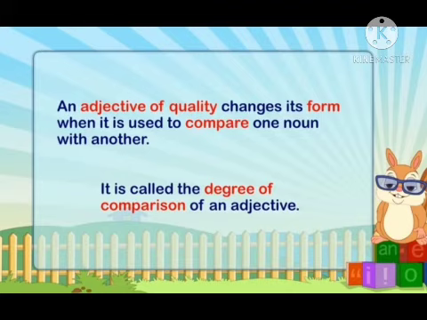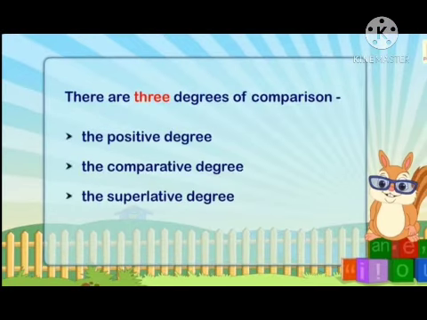Now, what is degree of comparison? An adjective of quality changes its form when it is used to compare one noun with another. It is called degree of comparison of an adjective. Okay, the adjective changes its form when it is used to compare one noun with another, so it is called degree of comparison. Now we will see the different types of adjective degrees.